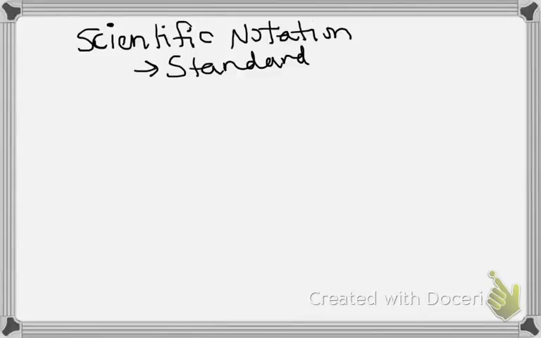Okay, this is another video showing scientific notation and standard notation. Remember, a standard number is just a plain number. It's just like whole numbers, whole numbers with decimals, or even just decimal numbers. So 35,000 is a standard number. 3.5 is a standard number. 0.1143 is a standard number.